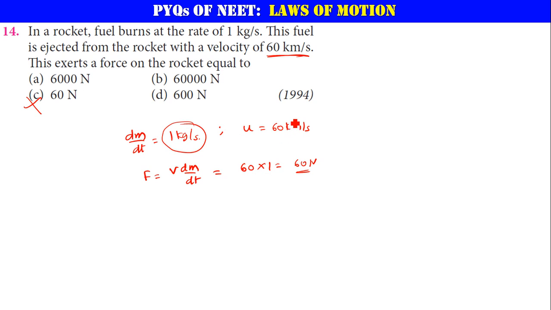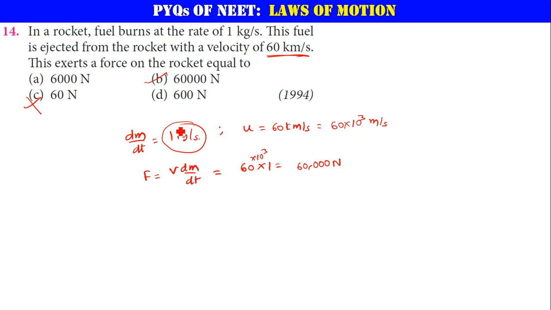Kilometer is not an SI unit, no? So you have to convert this into 60 into 10 power 3 meter per second, or 60,000. So you're going to have an extra 1000 here, so into 10 power 3. That will come out to be 60,000 newtons.